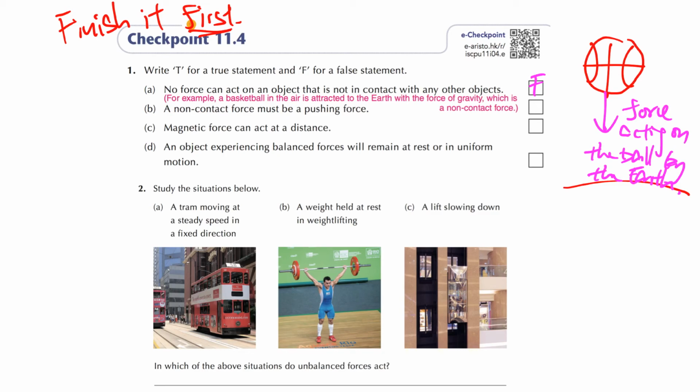B, a non-contact force must be a pushing force. Right here it's not. This is not a pushing force. What is this? It is a pulling force, pulling the basketball towards the earth. So therefore this is wrong again.